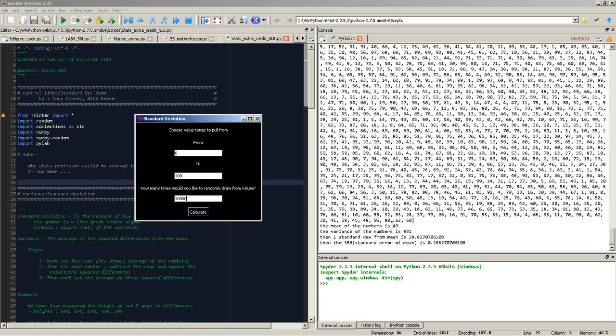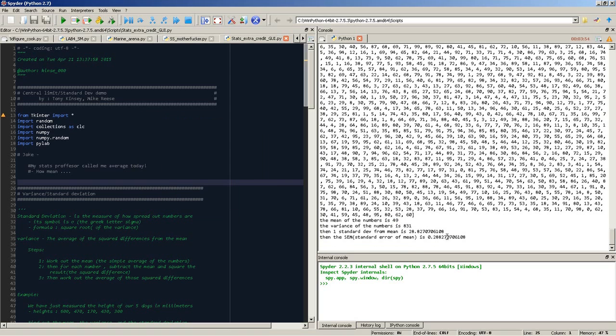So here we go. 49. Got a little closer. But see, the standard deviation stayed about the same. That's going to be common because about 68% of all the values are going to be within this number halfway through. So that does make sense.